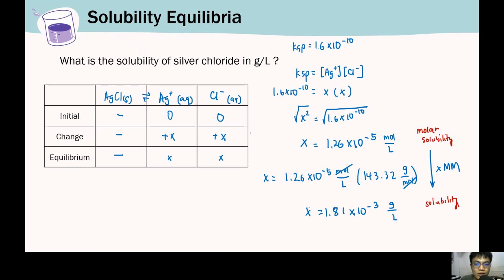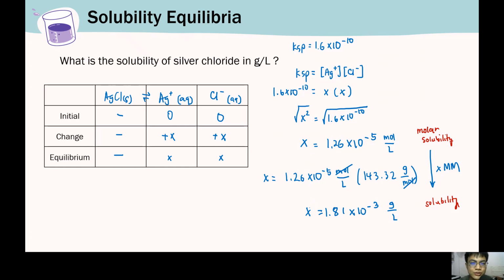Okay, so ganun lang yung problem dito. You will be given the KSP, and then you need to look for the solubility, the molar solubility. So that's simple lang. Or sometimes you have to do the reverse process. You will be given the solubility, then you convert it into your KSP. So madali lang naman siya compared to acid and bases, no?